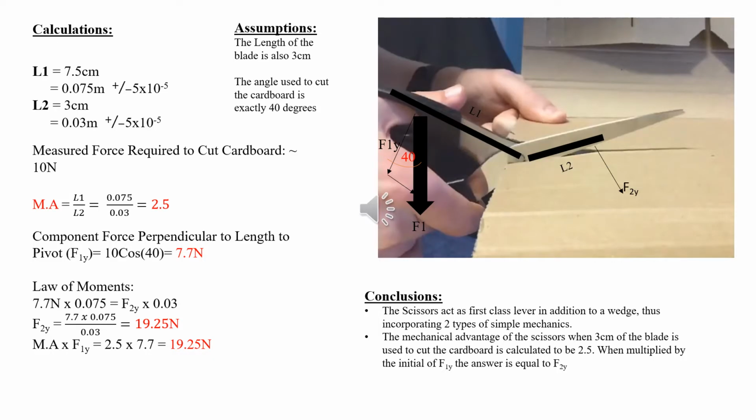L1 and L2 are shown in the free body diagram to the right. At the start of the cut, the angle was 40 degrees, and we measured the force at this point to be 10 newtons using scales and estimated it. The mechanical advantage was calculated to be 2.5, and the perpendicular force acting on the handle was calculated to be 7.7 newtons. When multiplied by the mechanical advantage, we found the theoretical perpendicular force at L2. This was proven using the law of moments on the left of the screen.